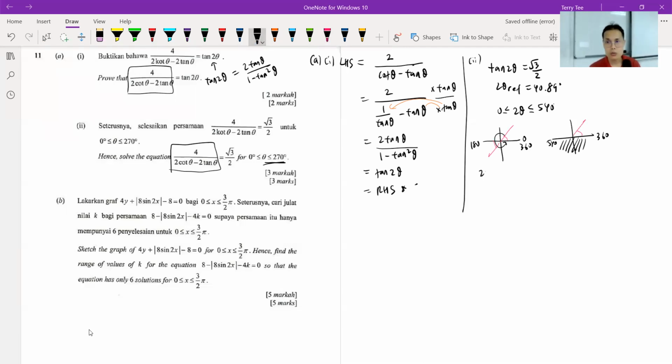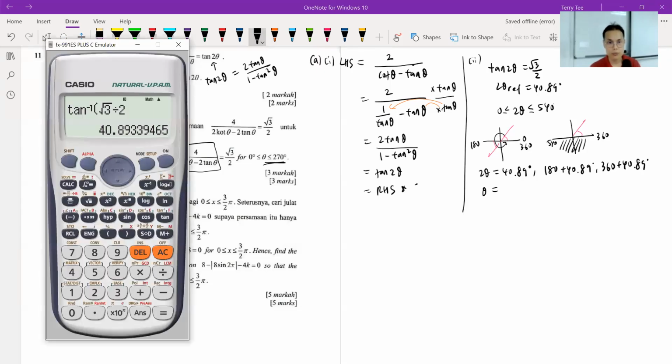So we say 2 theta is either 40.89, first answer. Second answer, 180 plus 40.89. Next answer, 360 plus 40.89. Only 3 answers. Now we don't do anything more than that because the maximum is until 540. So whatever we have here, we have to divide by 2. Like the first one, let's take 40.89 divided by 2.